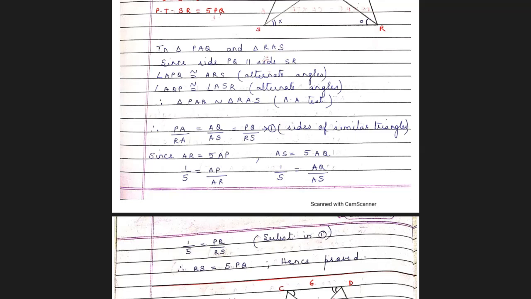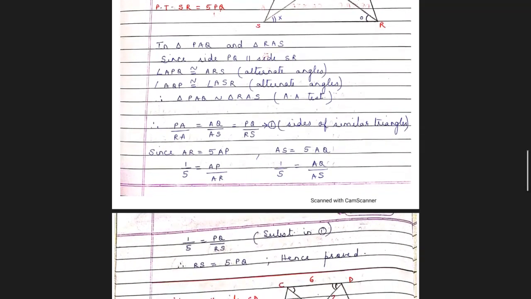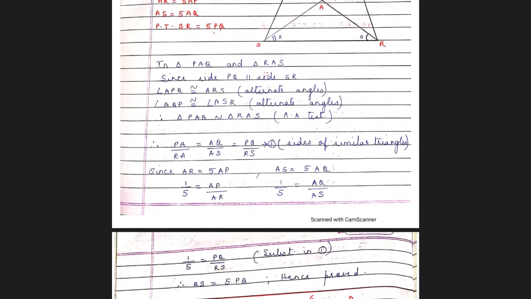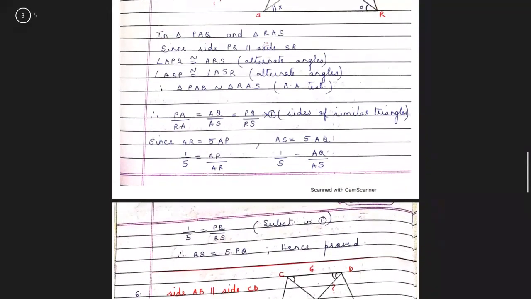So from there, I get 1 by 5 is equal to PQ upon RS. Cross multiply, RS is equal to 5 times PQ. That is proved. And that's exactly what needs to be proved. SR or RS is equal to 5 times PQ. Okay, so that's how I do question number 5.